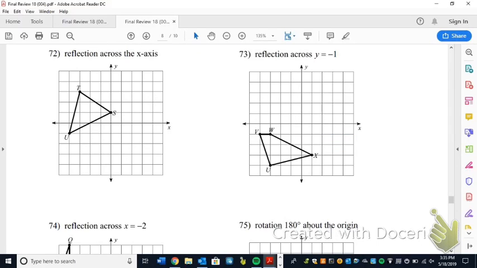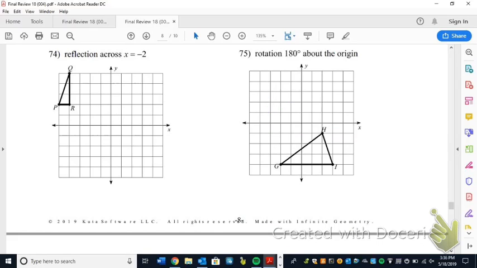Okay, 72, reflection across the x-axis, or 73. So y equals -1. What we're going to do is draw that line. Now, when we have it not on the x-axis, you just have to count. So V and W are staying put, right? Because they're on the line of reflection. U, however, we're going to count up to the line. We get 3 spaces, and then we go another 3 spaces above that to put U prime. X, we count up 2 spaces, so we go another 2 spaces up to get X prime. We then connect the dots.